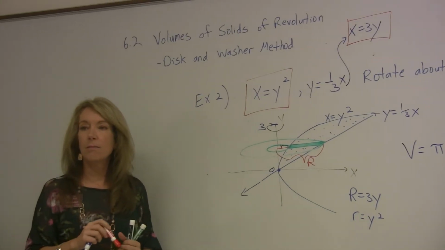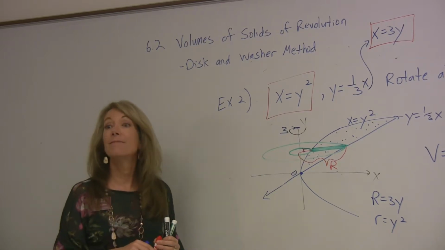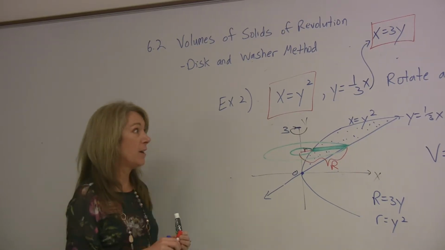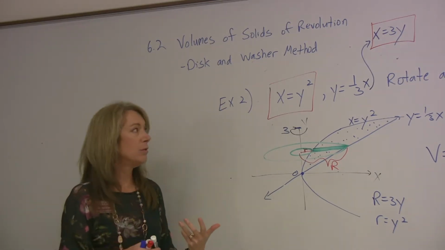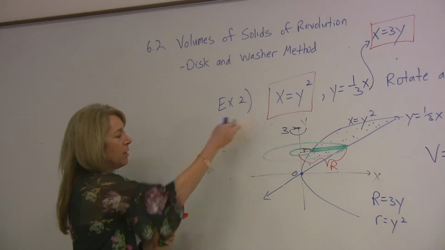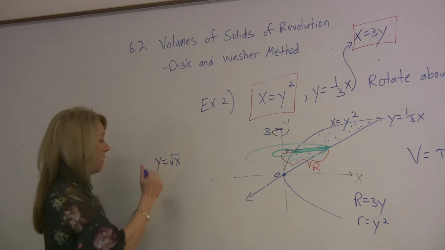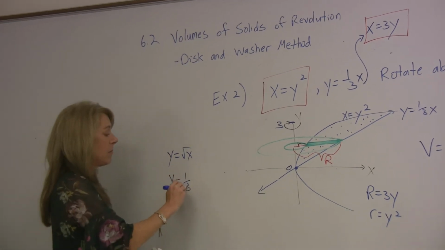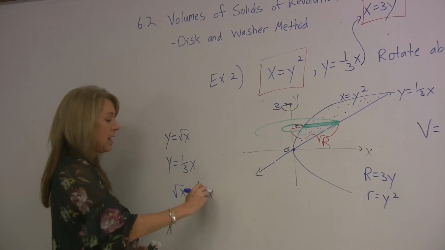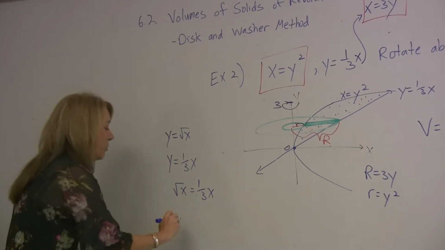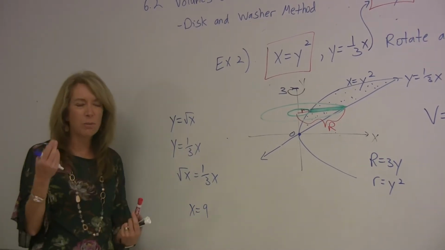Yes? If we had set the functions equal to each other, but in terms of x, would it still work? Yes, I love that question. So her question was, what if she had done it in terms of x and set them equal to each other? So maybe you would solve this one over here and you would have had y equals square root of x, right? And then y equals 1/3 x. So if you had set those equal to each other, I'm not going to do the whole thing, and you had solved this, you would have ended up with x equals 9. So her question was, would we get the same thing?